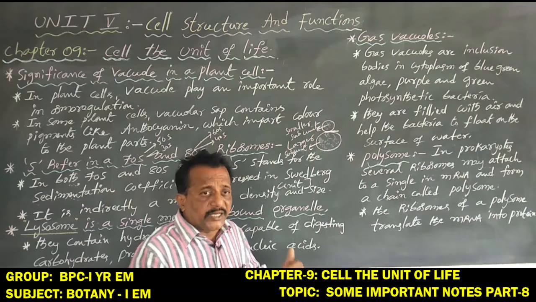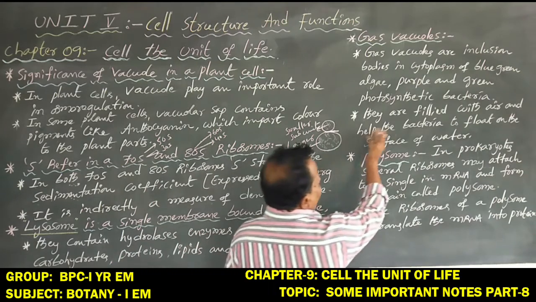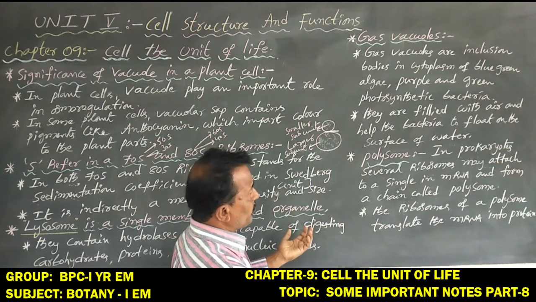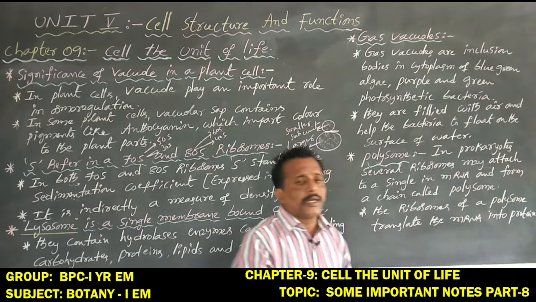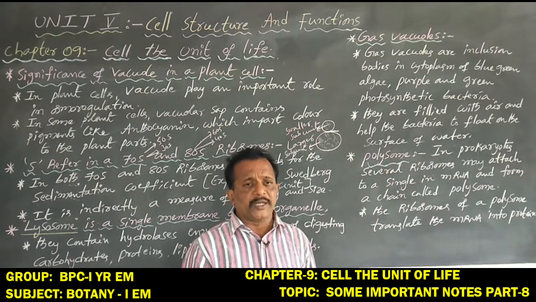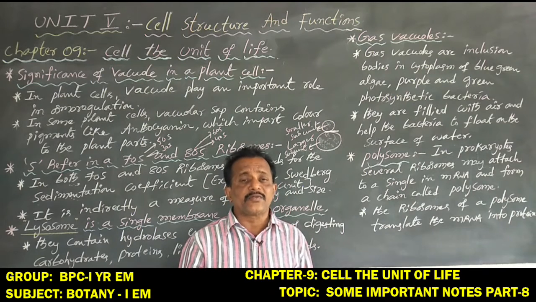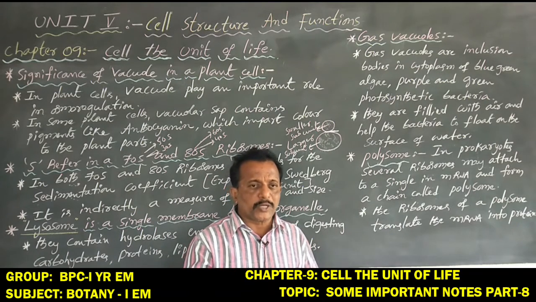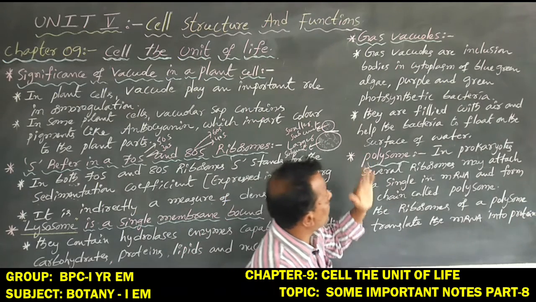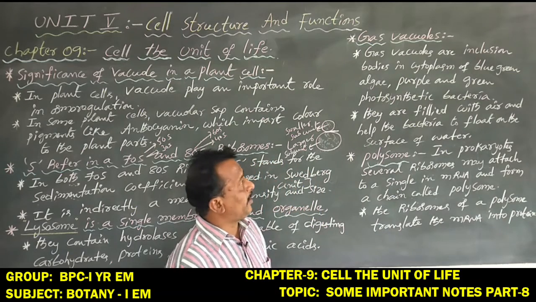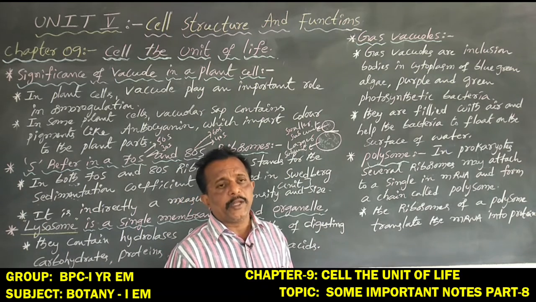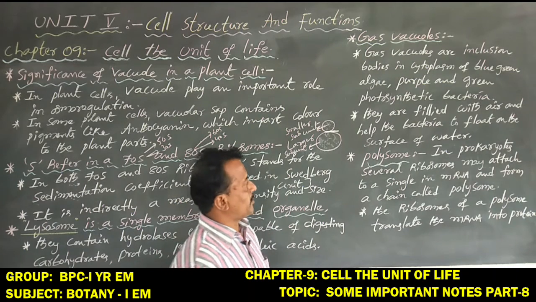So gas vacuoles are generally filled with air and help bacteria such as blue-green algae, and purple and green photosynthetic bacteria, to float on the surface of water. That is the importance of gas vacuoles. Most gas vacuoles are present in prokaryotic organisms, especially purple and green photosynthetic bacteria, as well as blue-green algae or cyanobacteria.